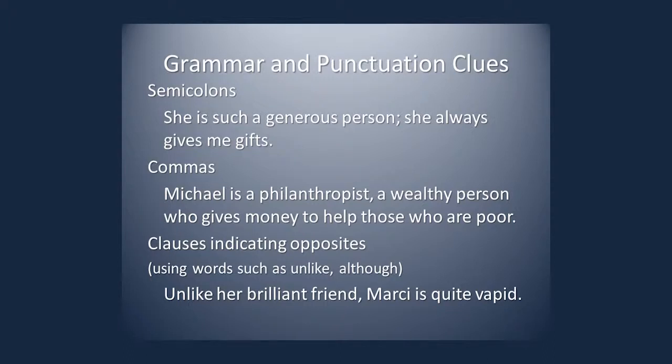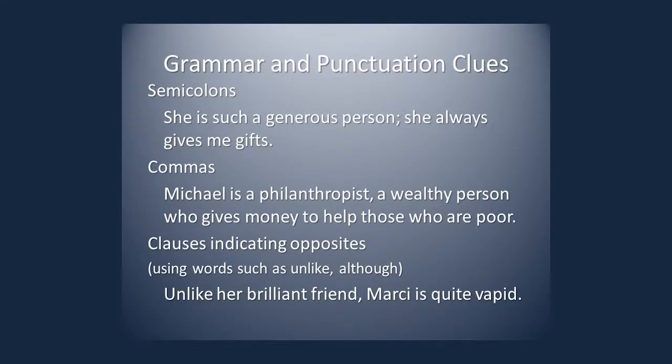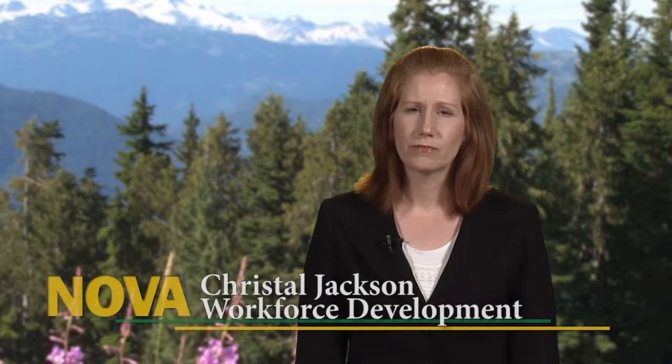Let's look at this sentence here as an example. She is such a generous person; she always gives me gifts. The statement that comes after the semicolon, she always gives me gifts, explains the statement that comes before the semicolon. She is such a generous person. So we can infer that a generous person is one who gives.